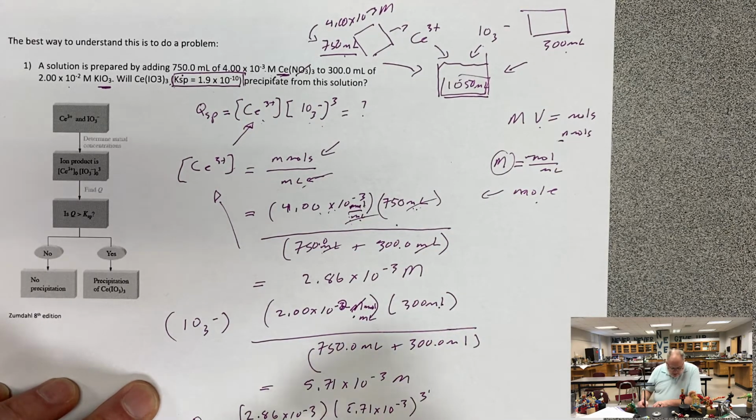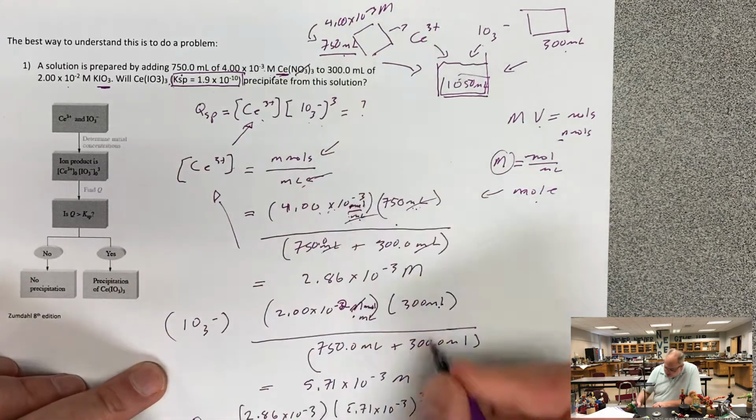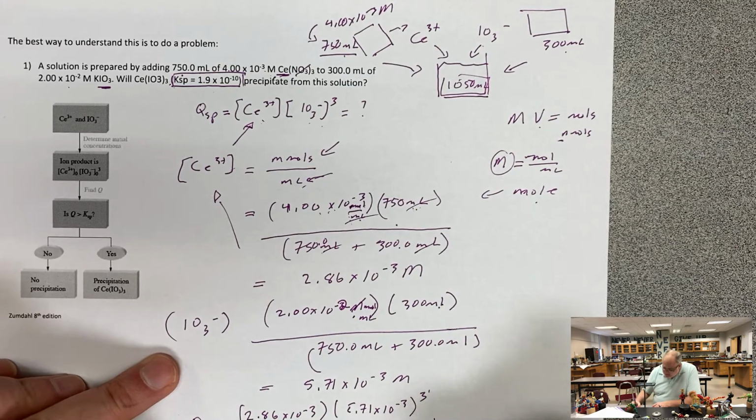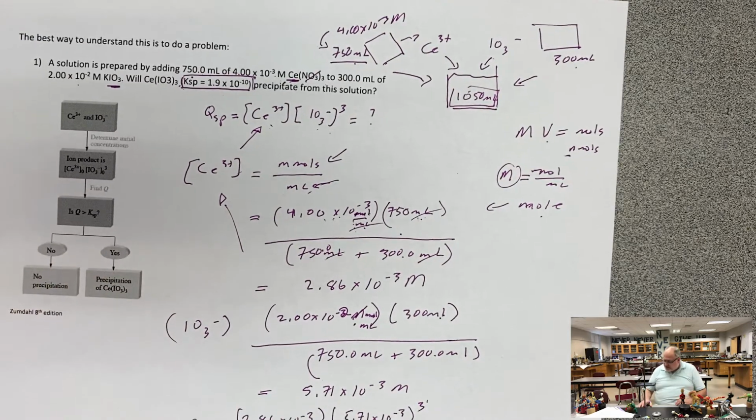Do the math on that, and we're going to end up with our Q value being 5.3 times 10 to the negative 10. When we do that, we can take this number and compare it to our Ksp. Our Ksp is 1.9 times 10 to the negative 10. If we take a look at this, we have 5.3 times 10 to the negative 10 versus 1.9 times 10 to the negative 10. Our Q value is bigger than our Ksp value.